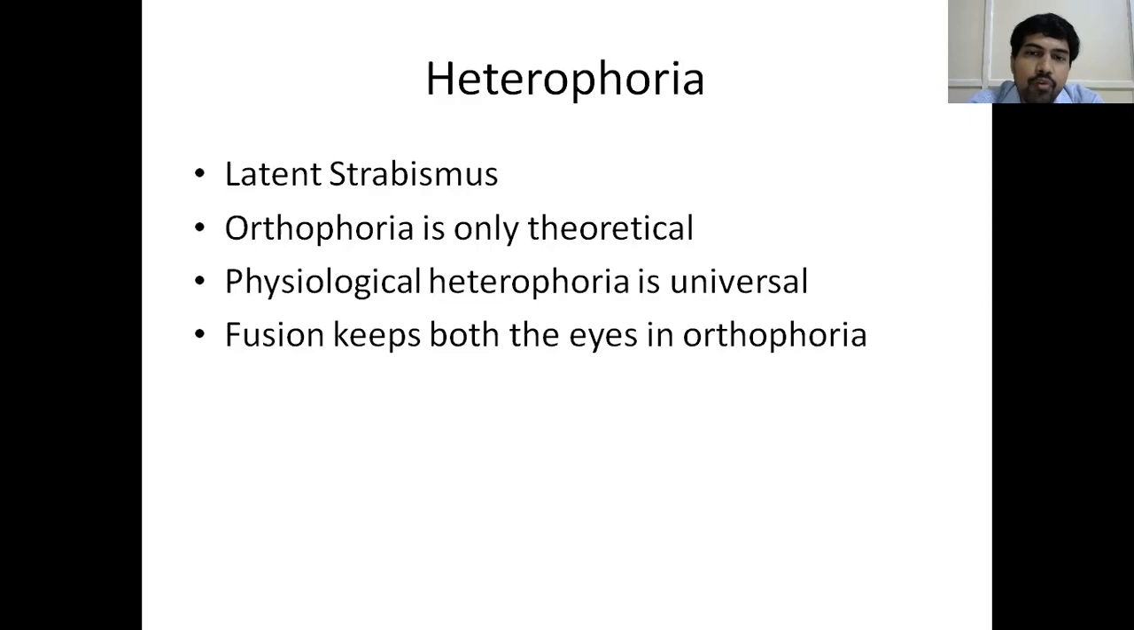Physiologically, we all have it. Fusion keeps both the eyes in orthophoria. So what I told you about fusion in your last classes is when one eye is seeing one object, the other eye is seeing another object. For suppose you see that lion and cage: simultaneous perception, fusion, and stereopsis. The three grades of binocular single vision I told you yesterday. In that, the second grade is fusion.